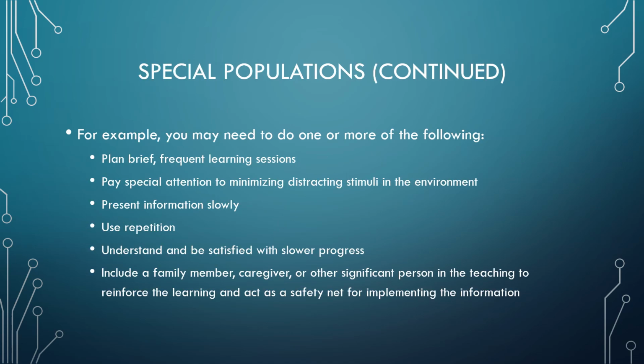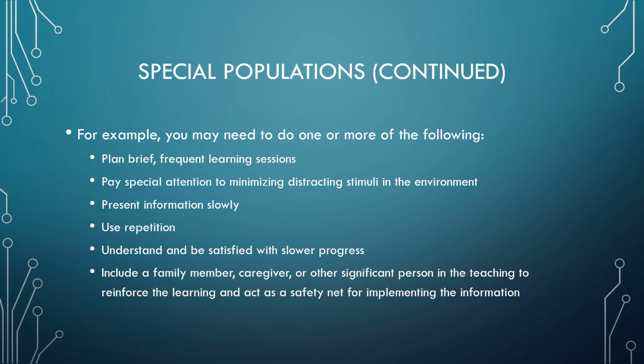For example, you may need to do one or more of the following. Plan brief, frequent learning sessions. Remember, repetition is always good. Pay special attention to minimizing distracting stimuli in the environment. Again, you want a quiet place, a quiet corner, no distractions. Present information slowly. Use repetition.